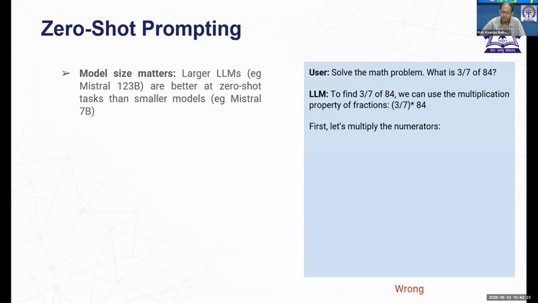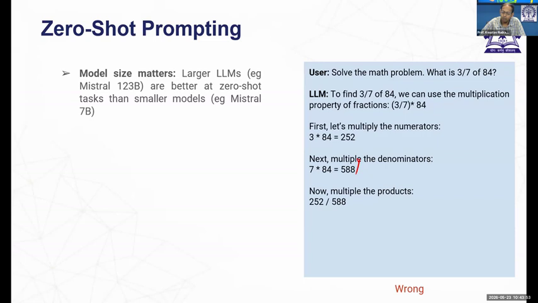Now the LLM is telling us that to find 3/7 of 84, we can use the multiplication property of the fraction. So first let's multiply the numerators. So it is multiplying 3 with 84, and it gets 252. Okay, fine. Then it says next, multiply the denominators. So it is 7 multiplied by 84, and it gets 588.